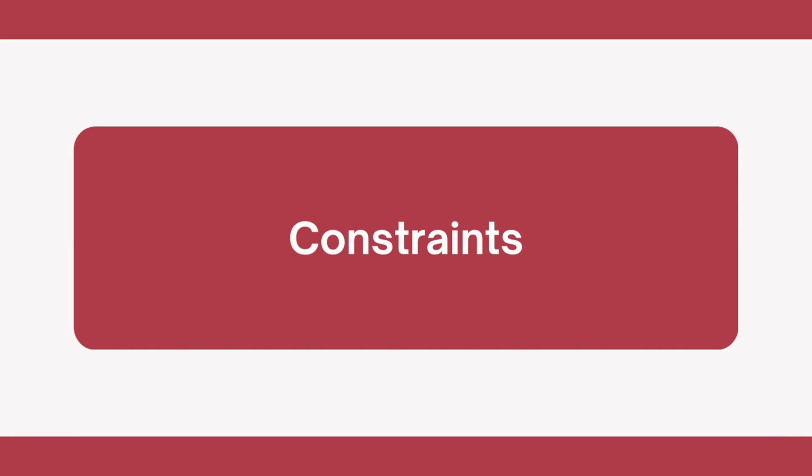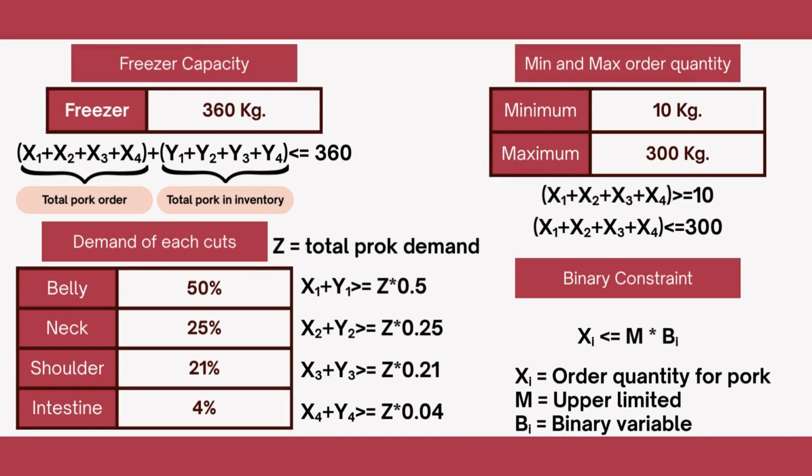Next are the constraints to keep our model realistic. First is the freezer capacity, where the total pork in the inventory must not exceed 360 kg across all branches, to ensure we don't overstock. Next is the minimum and maximum quantity when we order. Each order must stay between 10 kg and 300 kg. Moving on to the demand constraint, the demand for each pork type must be fully met each month. The demand of each cut will be different due to the preference of consumers. And lastly is the binary constraint, where we decide which month we will order the pork or not.